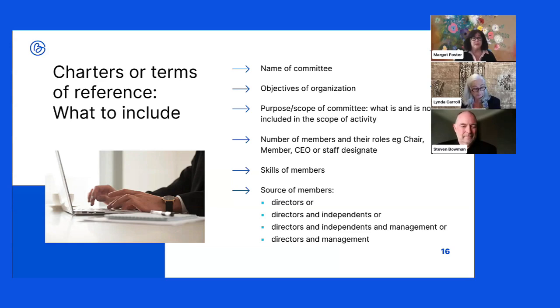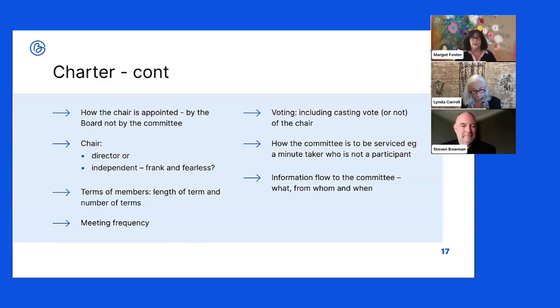The number of members and their roles, such as chair, member, CEO, and sometimes staff, the skills of members that you need, and the source of the members, whether they're just directors, whether they're independent directors, or a combination. And I haven't got stakeholders on there, but we've just talked about that too. So, whatever you need to meet the purpose of your organisation.